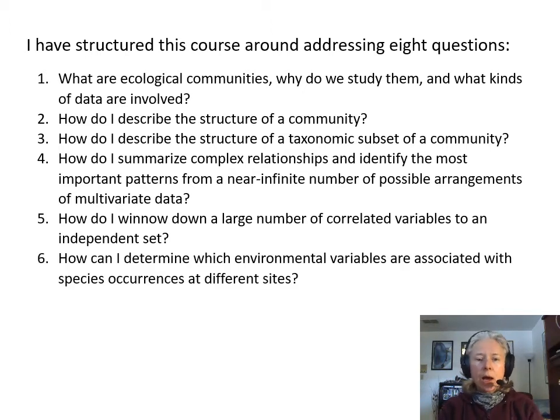Next, how can I determine which environmental variables are associated with species occurrences at different sites? And we'll use 2 techniques for this. One is non-metric multidimensional scaling, or NMDS, and the other is canonical correspondence analysis, or CCA. NMDS is an unconstrained form of analysis that identifies patterns in a data set and the variables responsible for those patterns.